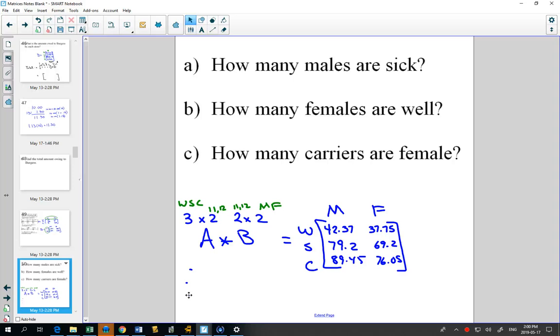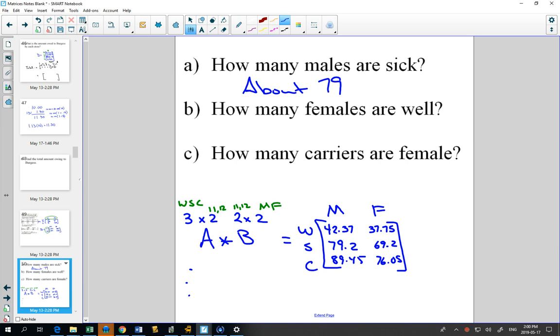You can't really have 79.2 sick, right? The other day when Eric was sick, he was sick all over. It wasn't like my arm's feeling okay, but the rest of me is feeling sick. So we would say for this one, about 79.